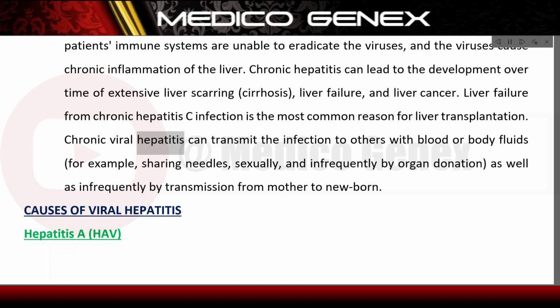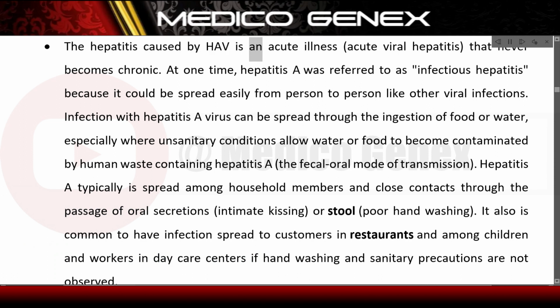Chronic viral hepatitis can transmit the infection to others with blood or body fluids, for example, sharing needles, sexually, and infrequently by organ donation, as well as infrequently by transmission from mother to newborn. Causes of viral hepatitis. Hepatitis A, HAV. The hepatitis caused by HAV is an acute illness, acute viral hepatitis, that never becomes chronic.